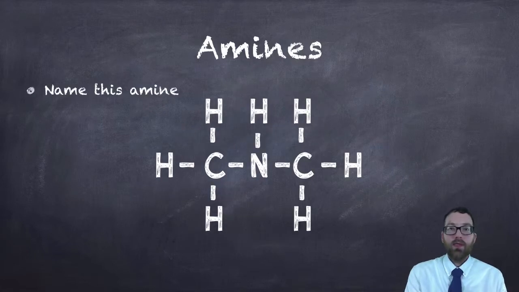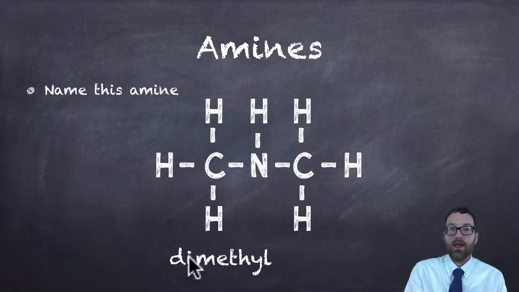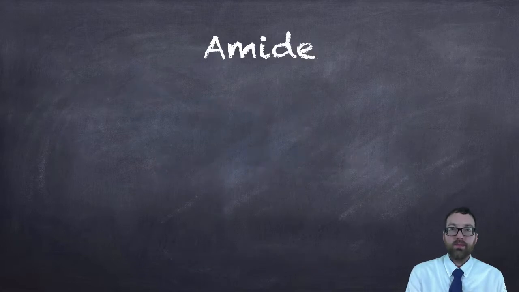Okay, let's try to name this one here. So I have 2 methyl groups attached to my nitrogen here, so I need a di, and then the name methyl because they're both CH3s, and then it's an amine because of the nitrogen here, so dimethylamine.